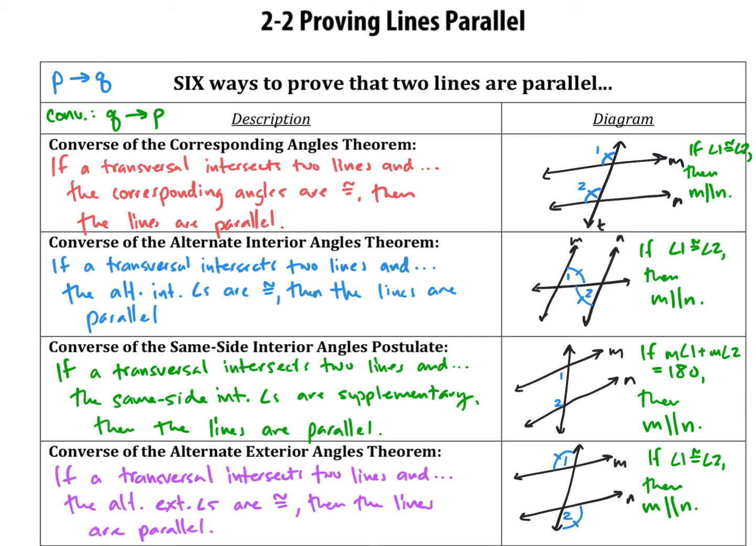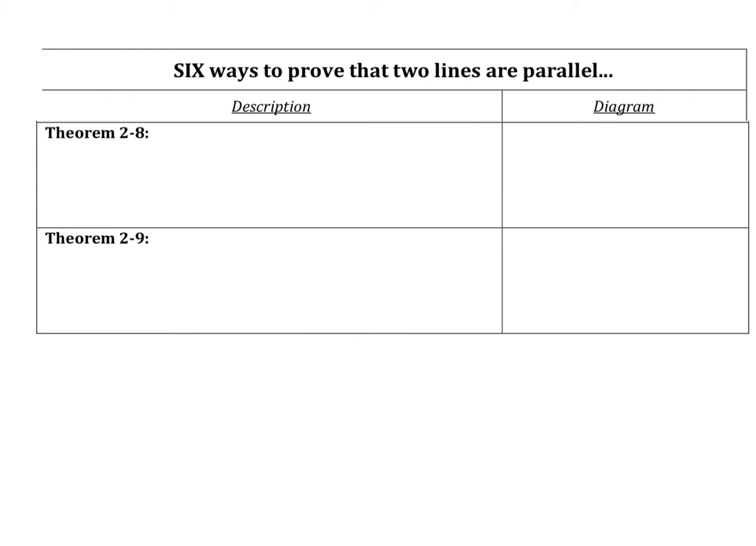So those four ways of proving lines parallel are all just converses of the things that we learned in the previous section, in section 2-1. Now the next two that I'm going to show you are a little bit different. So let's take a look at those. These are just called theorems in our textbook. They're called theorem 2-8 and 2-9. And let's take a look at what they say.